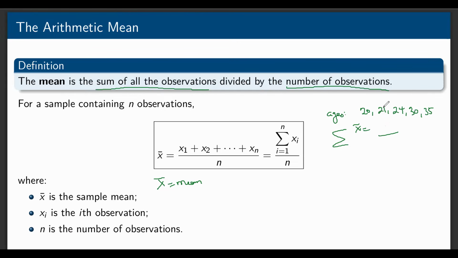How many are they? 1, 2, 3, 4, 5. So N is equal to 5. You put your 5 here, sum everything here, and write the total number there. So we are defining X bar here as the sample mean. Xi is the ith observation and N is the number of observations.